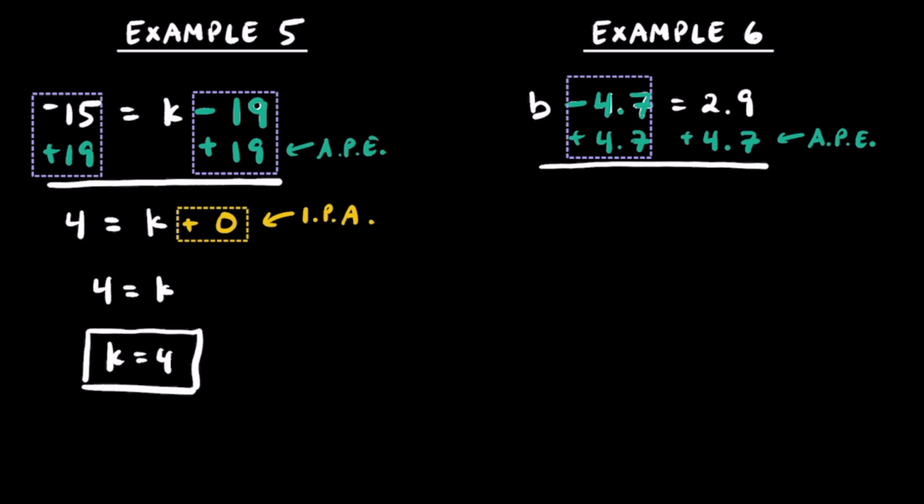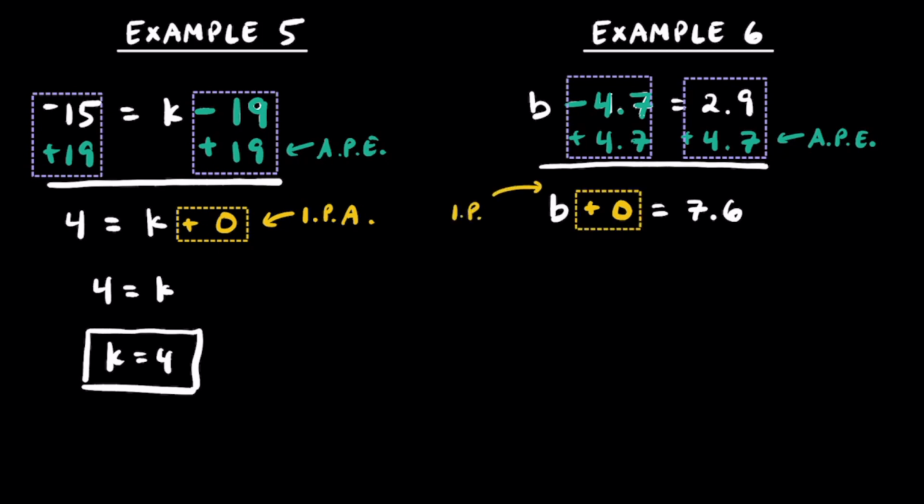On the left side, these opposites are going to combine to make 0, so we can write b plus 0 on the left side. On the right side, 2.9 plus 4.7 is equal to 7.6, so we're going to write that along the right side. Let's drop that 0 by using the identity property of addition, so we can conclude that b is equal to 7.6. There's our solution.